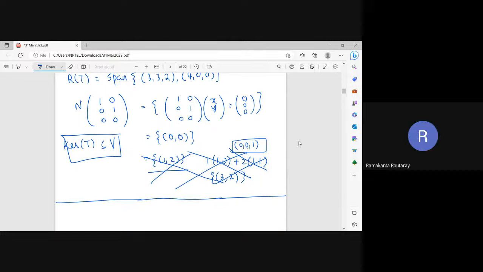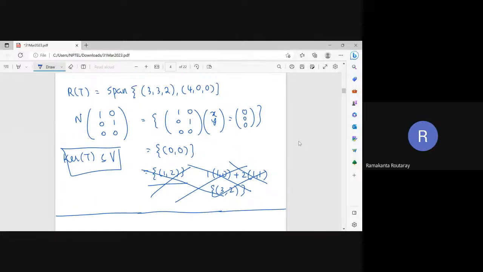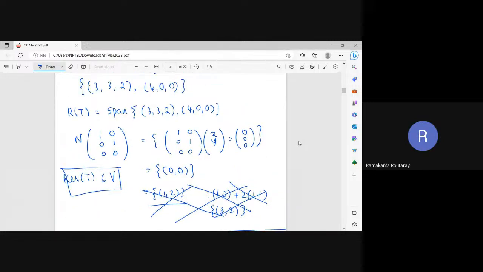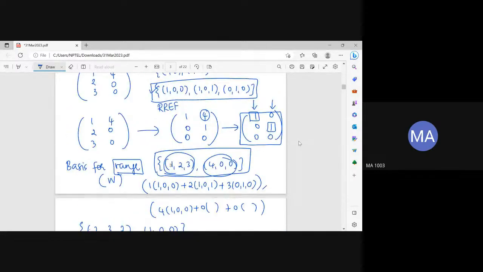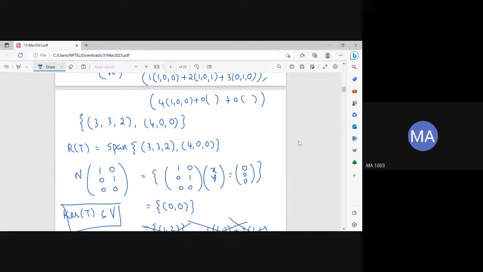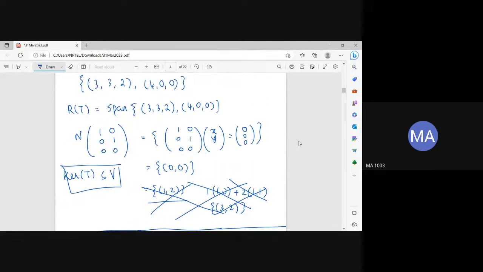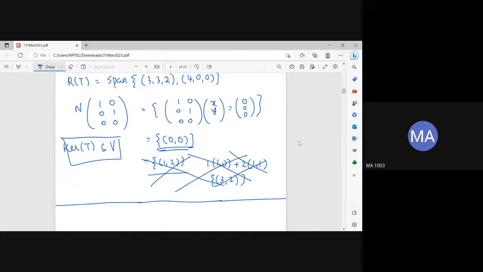Ma'am, this last one, can you please repeat? I just did not catch that. So you will find the null space of the reduced matrix. You will do RREF and get the reduced matrix, right? You will find the null space of that reduced matrix. After you get the null space, you will find a basis for the null space. You will get some basis, right? Like here it's 0, 0.